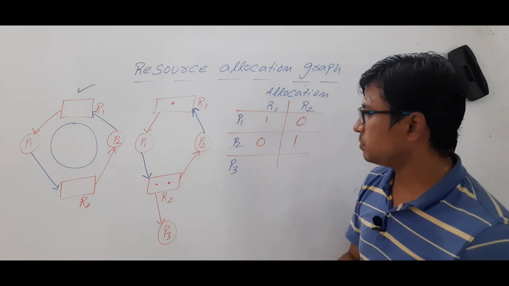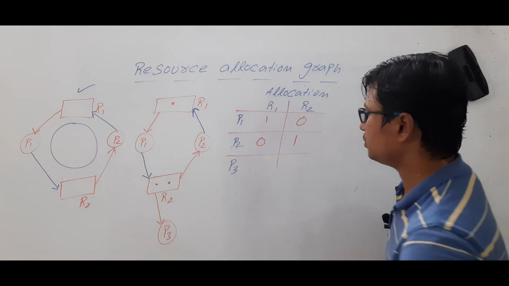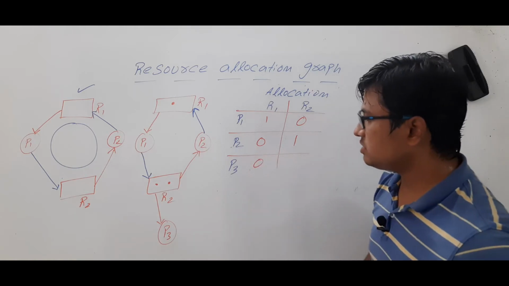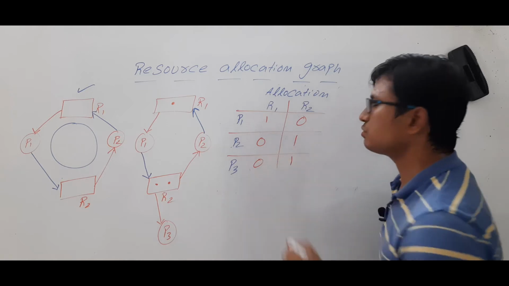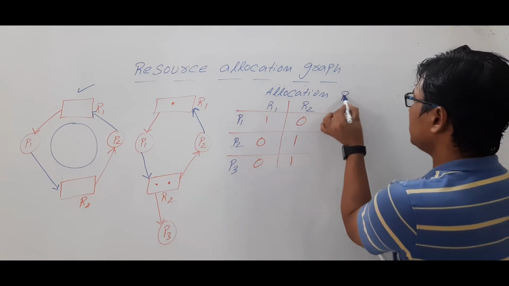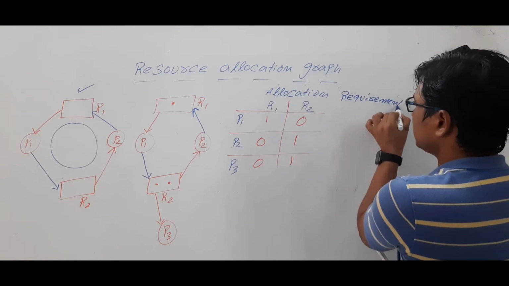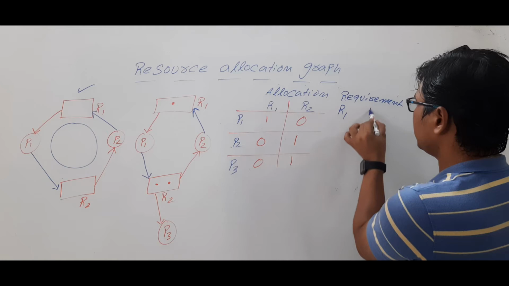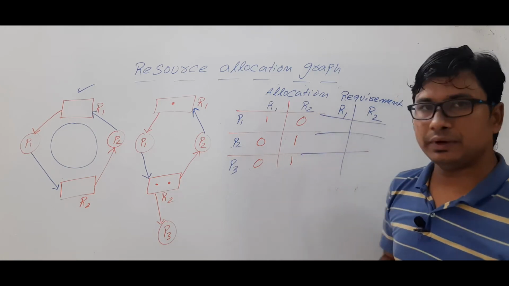Similarly, look at the process P3. Is there an edge from resource R1 to process P3? No, so it is 0. There is an edge from resource R2 to process P3, so its value is 1. We got the allocation matrix. Similarly, we will find the requirement matrix of resource R1 and resource R2 with respect to processes P1, P2 and P3.